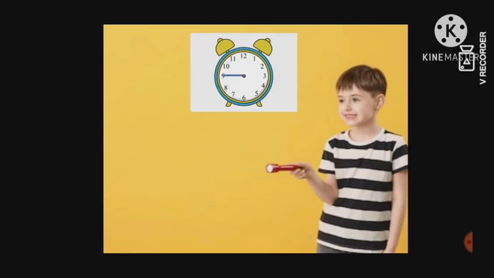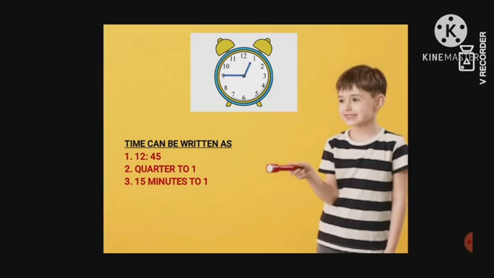Here the minute hand is at 9 and the hour hand is before 1. So the time is 12:45. Time can be written as 12:45, quarter to 1, 15 minutes to 1, 45 minutes past 12, 3/4 past 12.